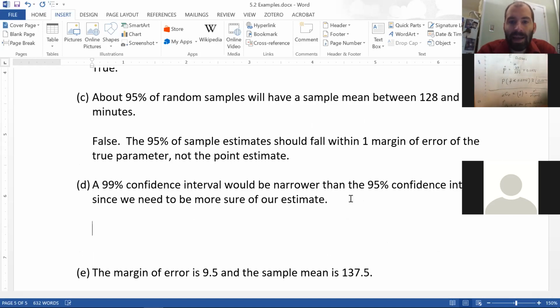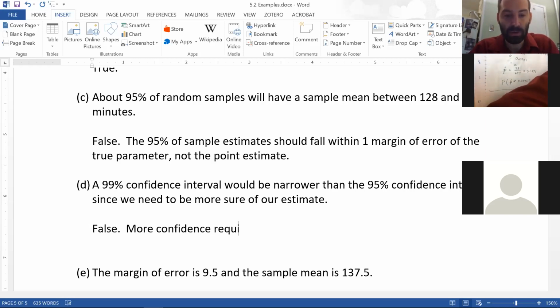A 99% confidence interval would be narrower than the 95% confidence interval, since we need to be more sure. Well, wait a minute. If we're more sure we're going to catch the fish, we need a bigger net. So the 99% confidence interval should be bigger. So that's wrong, false. 99, more confidence, requires a bigger interval.